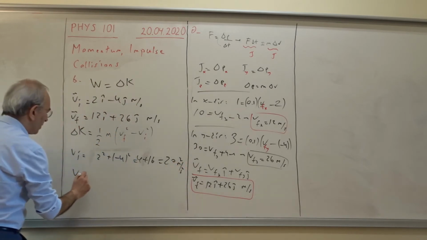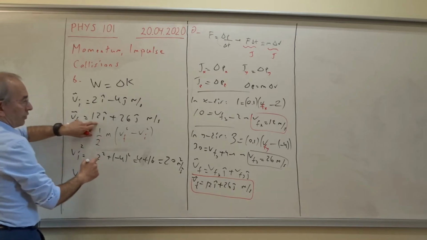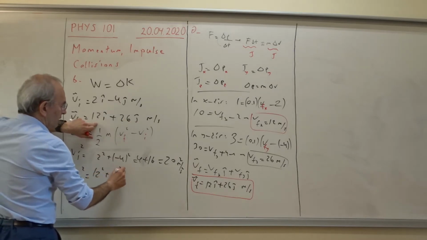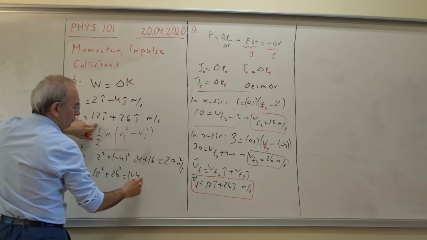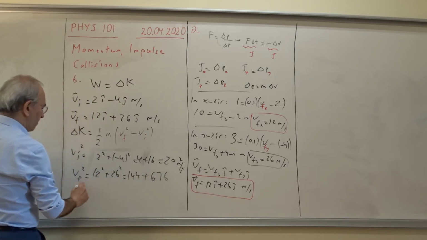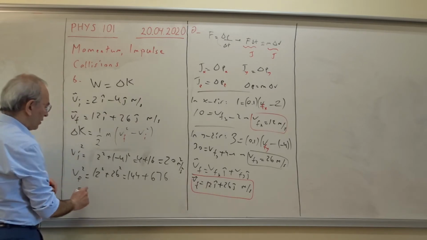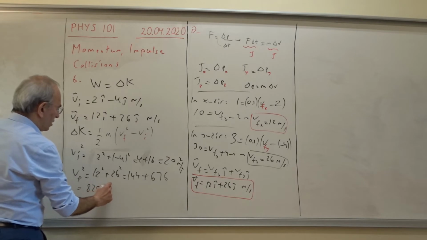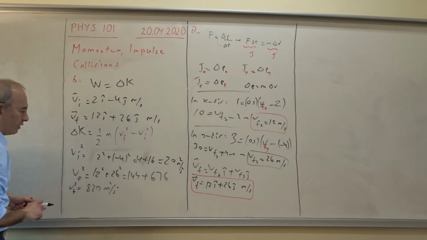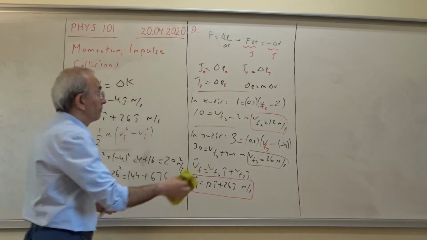And Vf squared is just, this time we will use these components, 12 and 26. So one gives 144, the other gives 676. So totally 820 meters squared per second squared. This is the final value squared. So we will take the difference, let's do it here.